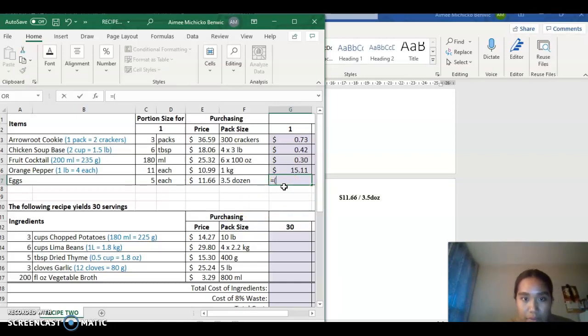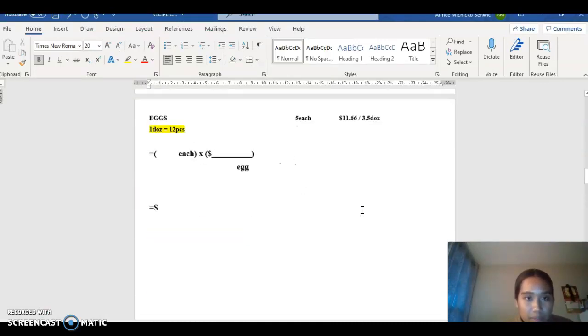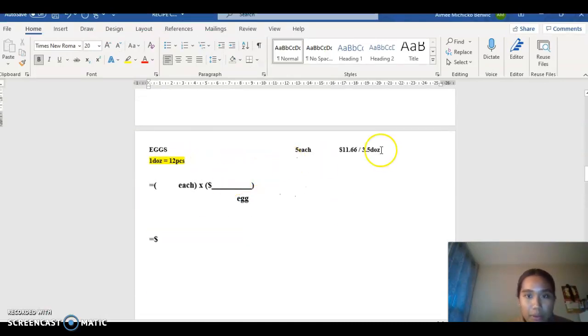So here we have for the next item, it's the egg. So the eggs, we have 5 each here, 5 eggs, and then the price is $11.66 per 3.5 dozen. So eggs and dozen don't have the same unit. So let's convert the dozen into individual pieces.